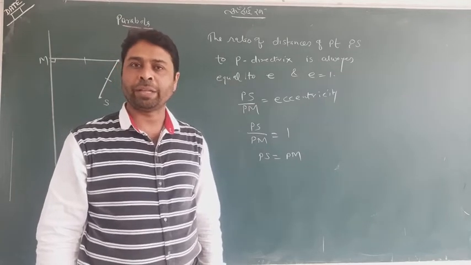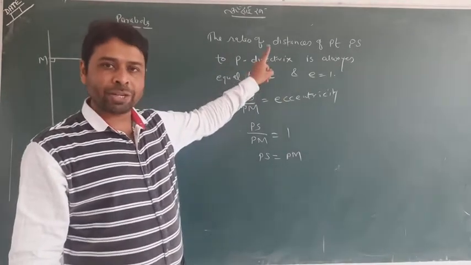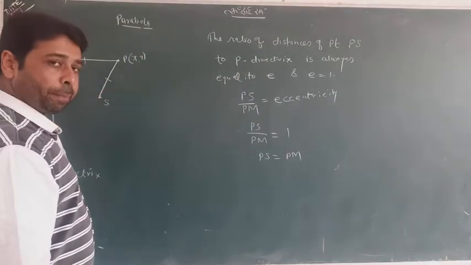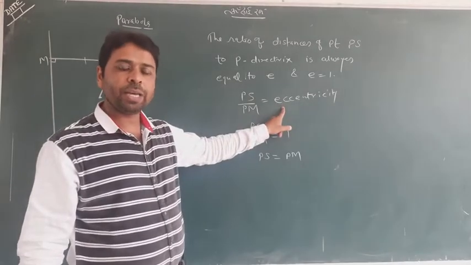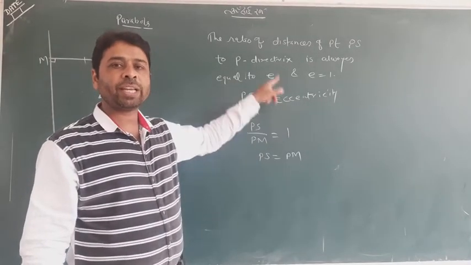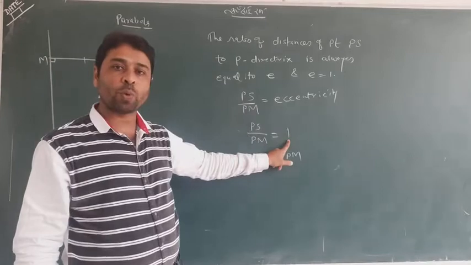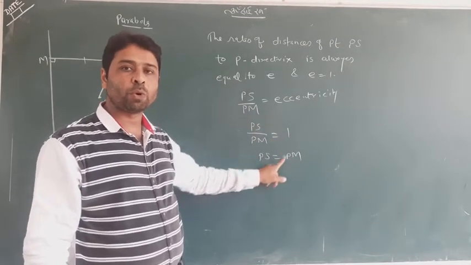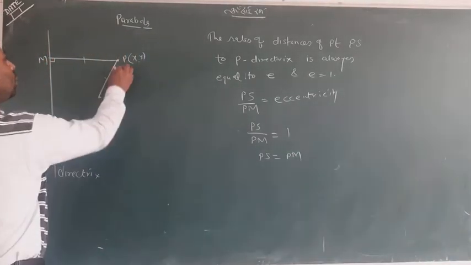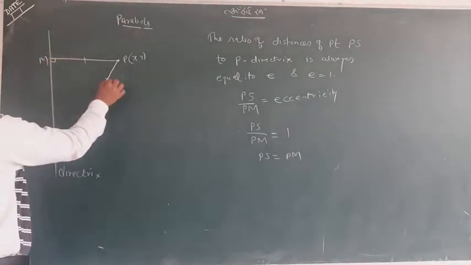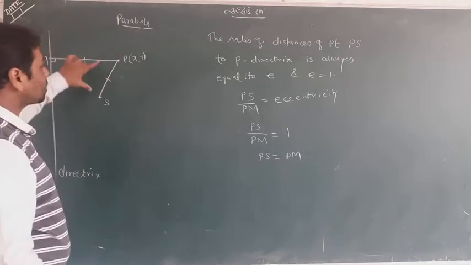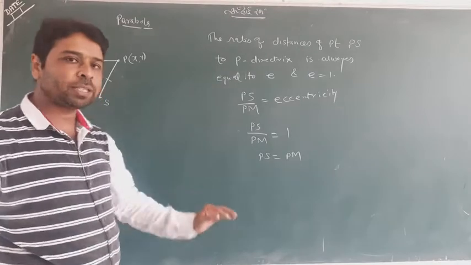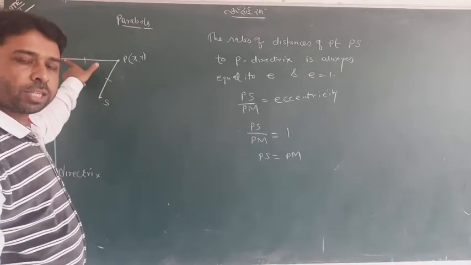I again explain. Don't worry about the hard language. The initial language is only that PS upon PM is always E. E is called eccentricity. In the case of a parabola, this eccentricity is 1, meaning PS upon PM is 1, meaning PS equals PM. It is a rough figure, that's why both look different. This is the shorter one, this is the longer one. It seems so, but it is not. The reality is that these two are actually equal.